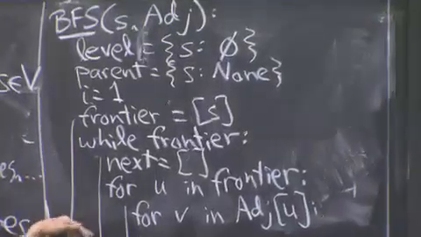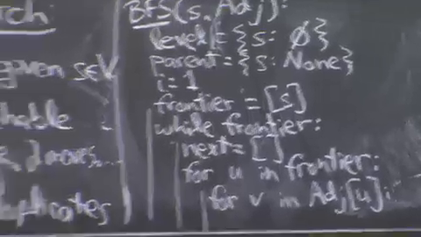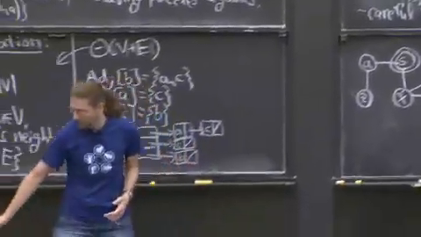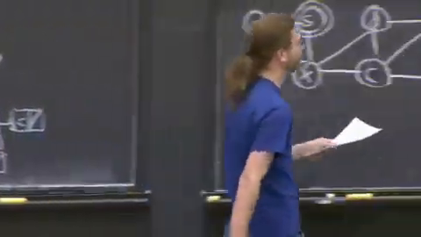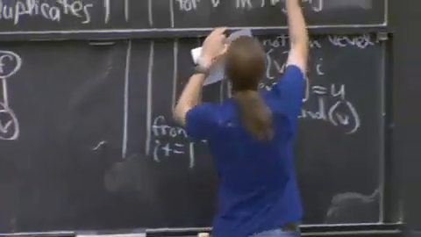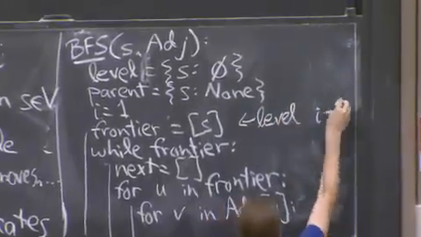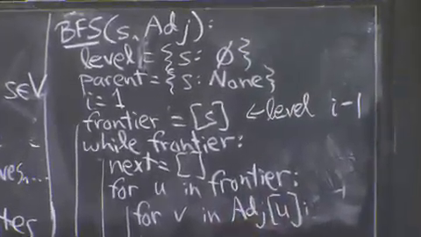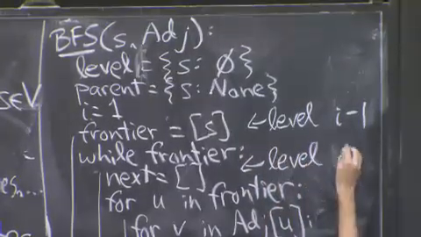The basic structure is we have this thing called the frontier, which is what we just reached on the previous level. I think that's going to be level i minus 1. Just don't want to make an index error. So these are going to be all the things you can reach using exactly i minus 1 moves. And then next is going to be all the things you can reach in i moves.